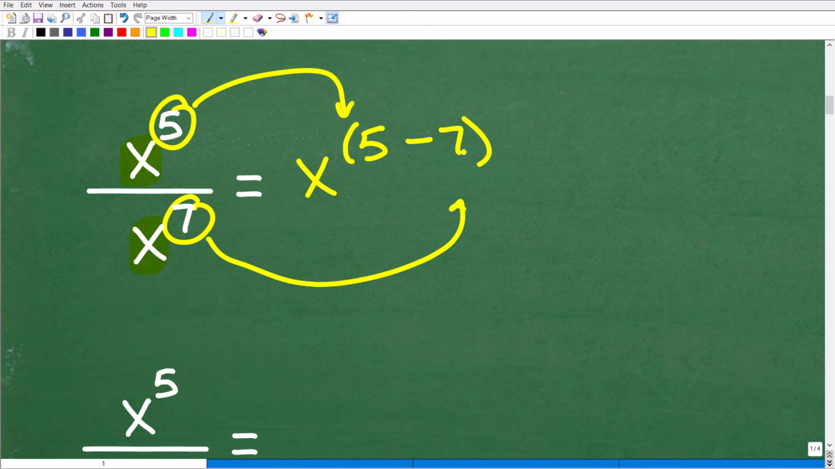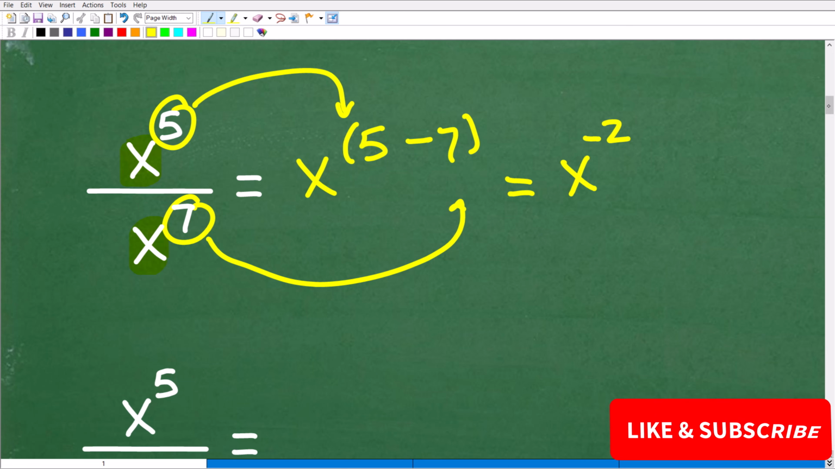Okay, 5 minus 7. Not 7 minus 5. The order does make a difference. It's always going to be the exponent in the numerator first, and then the denominator, just like this. So what do we have here? We have x to the 5 minus 7, so that's x to the negative 2 power. Now, effectively, we are done.